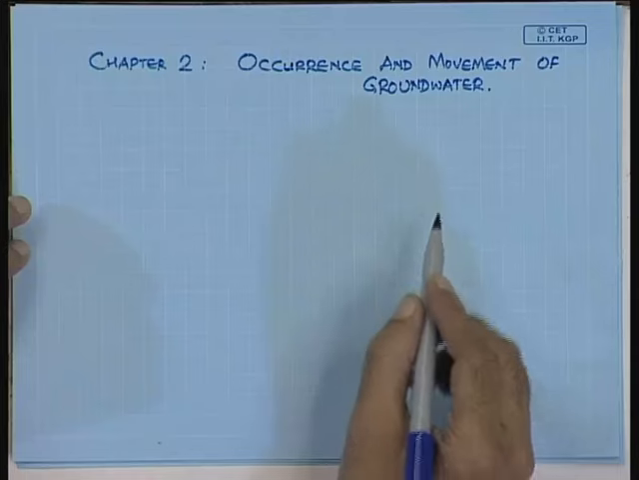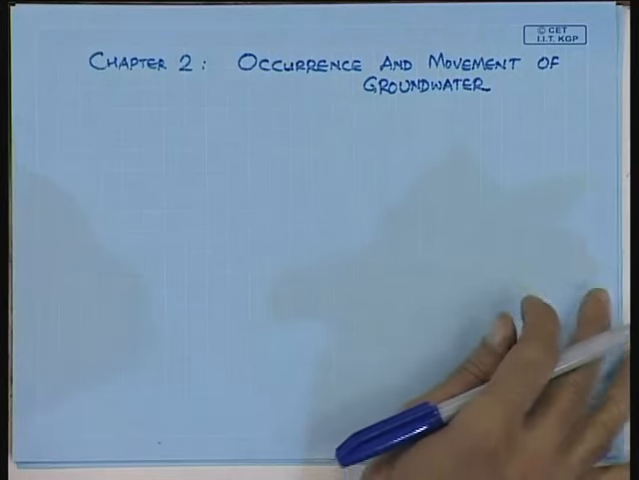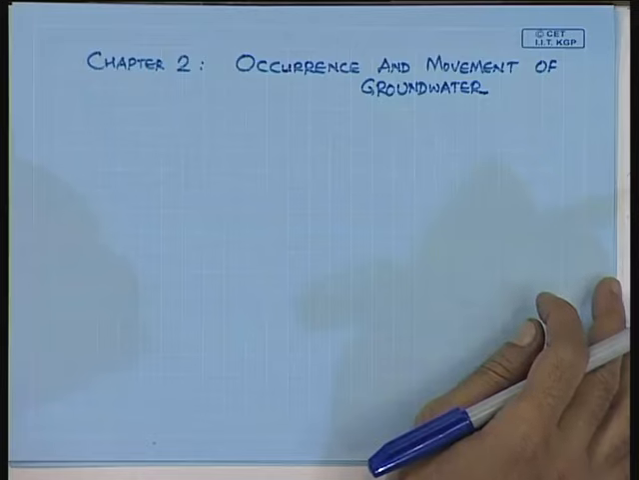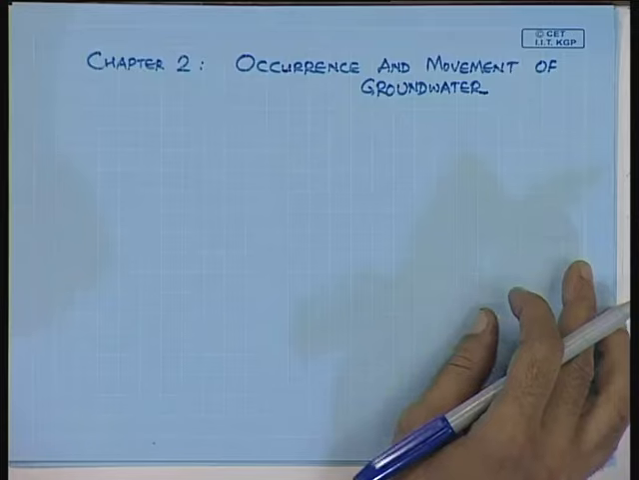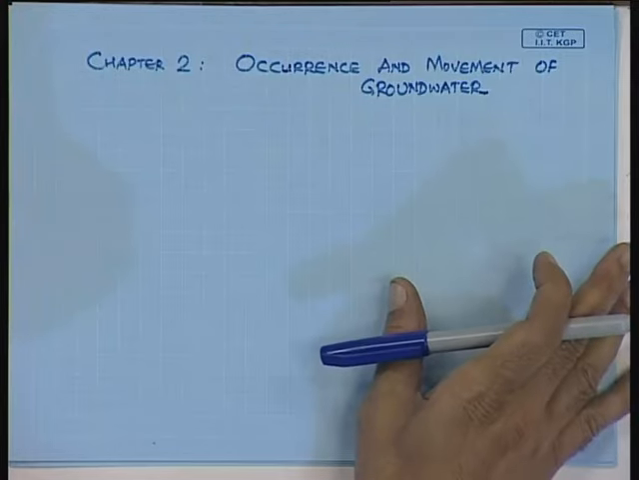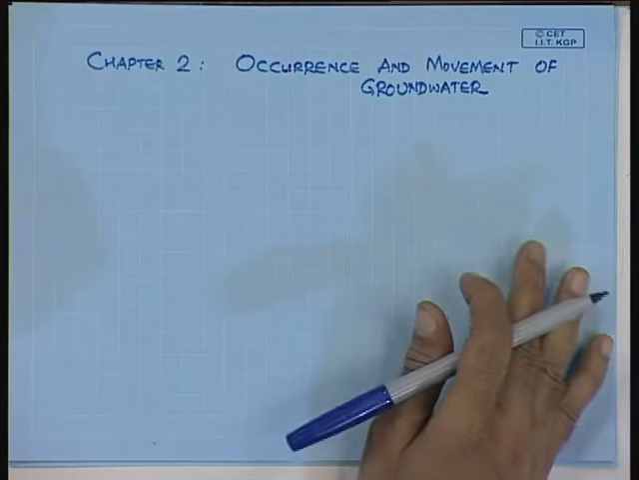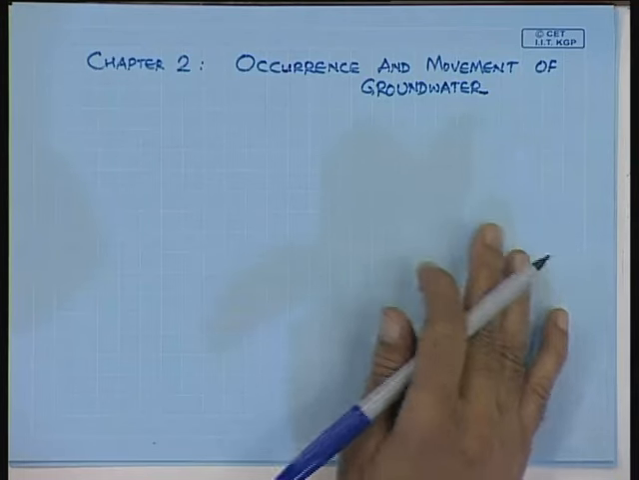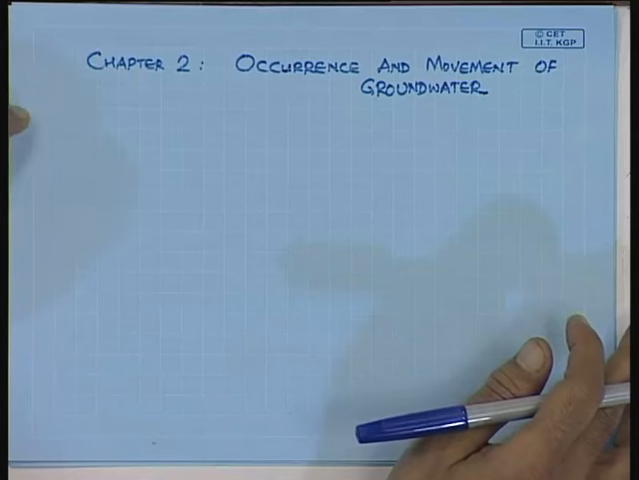And we know that this groundwater initially appears below the ground, and then it moves below the ground also in various locations. So all these aspects will be studied in this chapter.